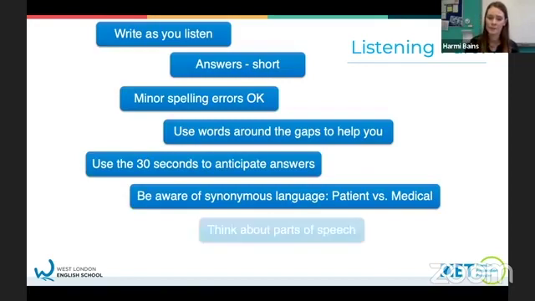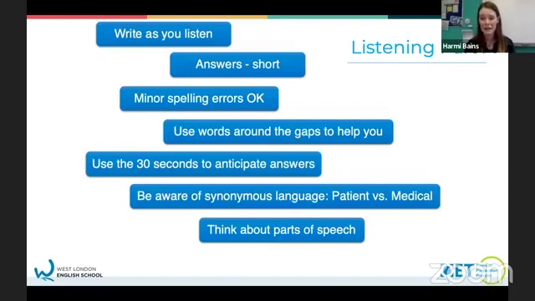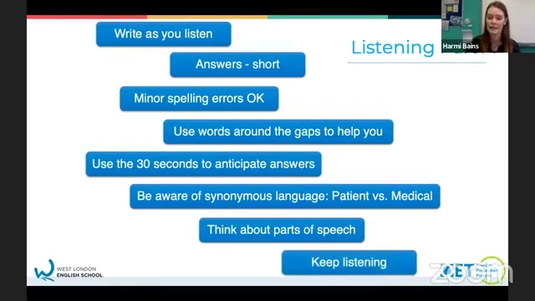Think about parts of speech, like we said before. Is it a noun? Is it an adjective? It's probably not going to be an adverb, so be careful with that. And keep listening. Don't fall asleep in the middle of it.